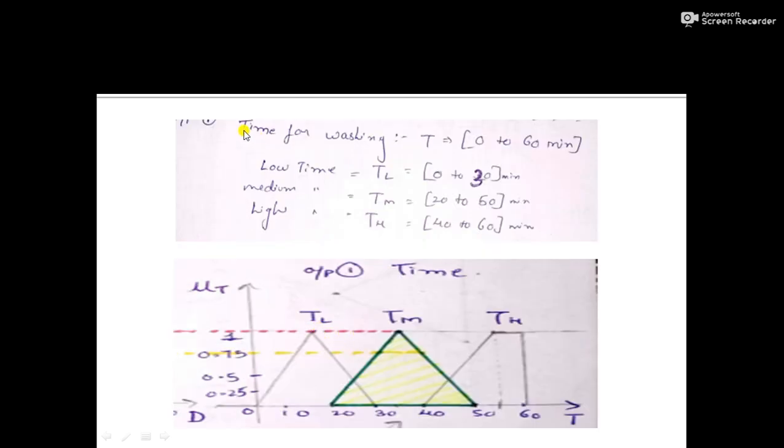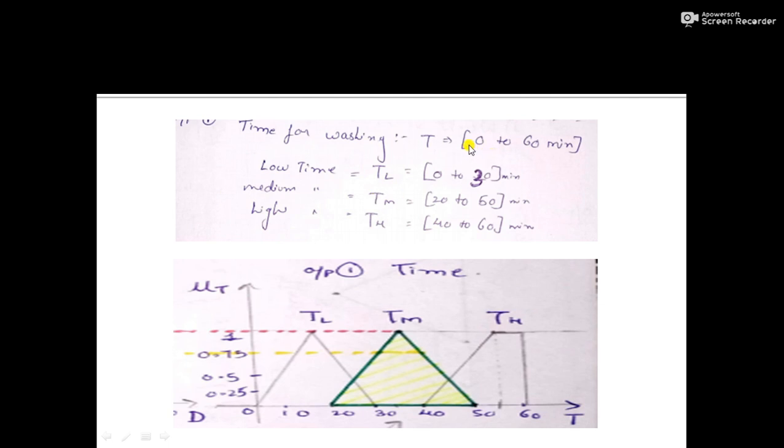Next, we are going to select our output, that is time for washing. We need to convert our output parameters also into fuzzy values. The time for washing we have taken is 0 to 60 minutes. The time for washing is also categorized into three parts, that is low time, medium time, and high time. The term sets for these are TL, where T stands for time and L stands for low. So low time, medium time, and high time.